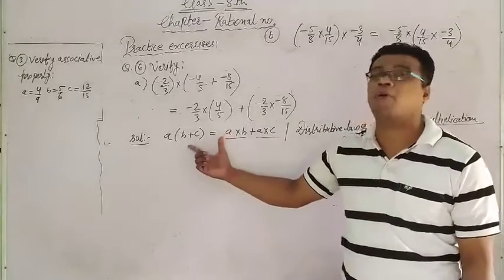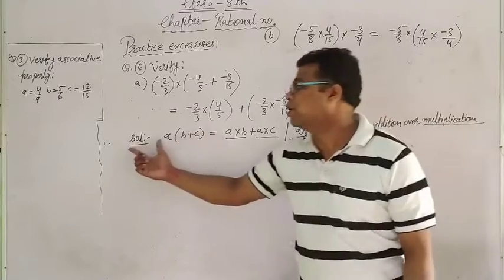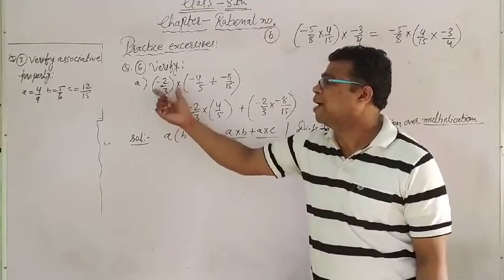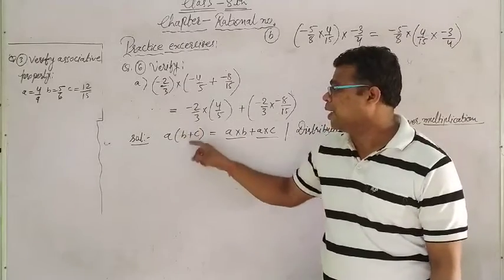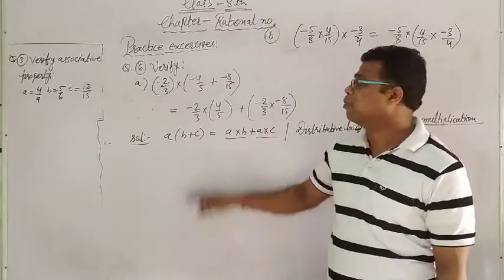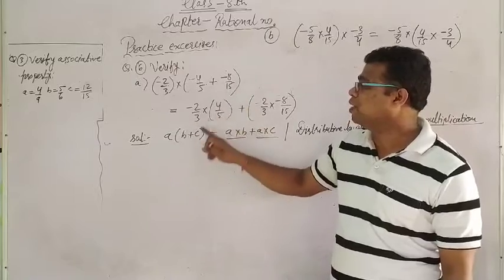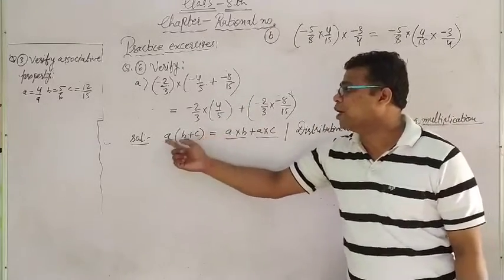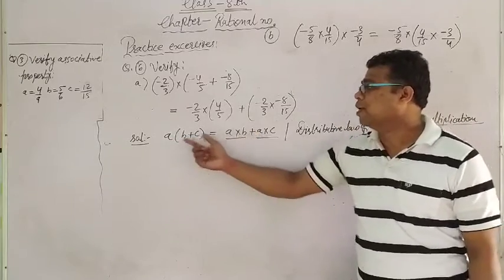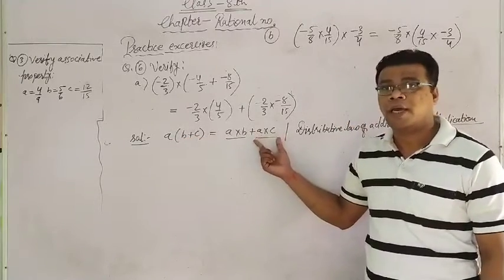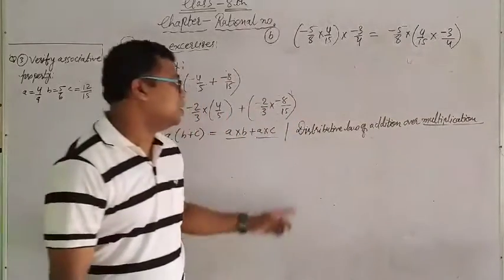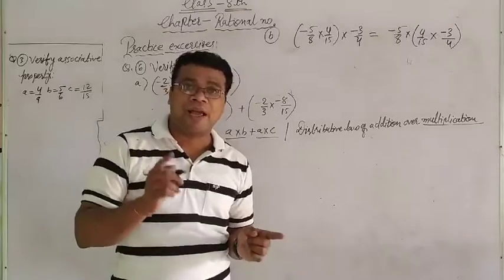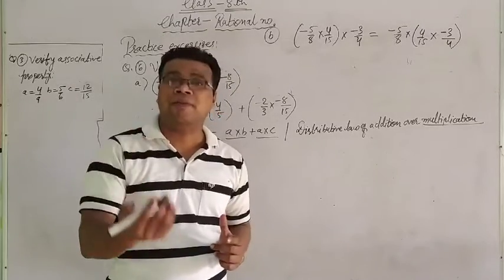So actually what it shows is this particular property. Solution here. Look, suppose A is minus 2 upon 3, bracket B plus C. Suppose this is the value of B and this is the value of C. So we know that this is equal to A into B plus A into C. And this particular law is known as the distributive property that I have explained to you in the theory portion.